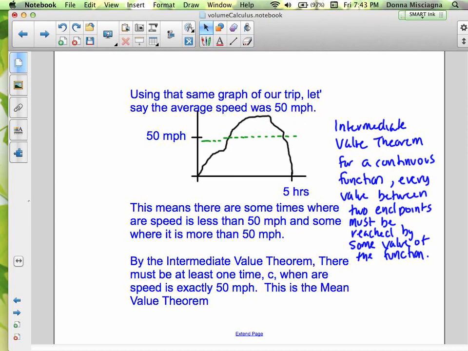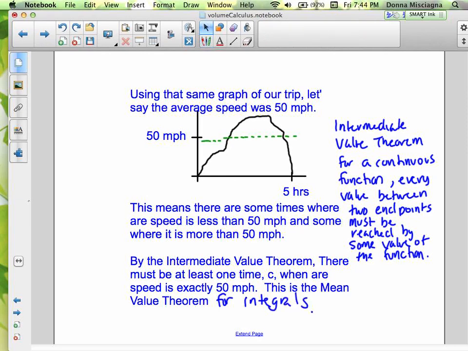All right, so this means sometimes our speed is less than 50 miles per hour. Sometimes it's more than 50 miles per hour. By intermediate value theorem, however, there must be at least one time when our speed was exactly 50 miles per hour. There could be lots of times, but there has to be at least one, and that's mean value theorem, and we're going to say for integrals. We have it for derivatives, and we have it for integrals.